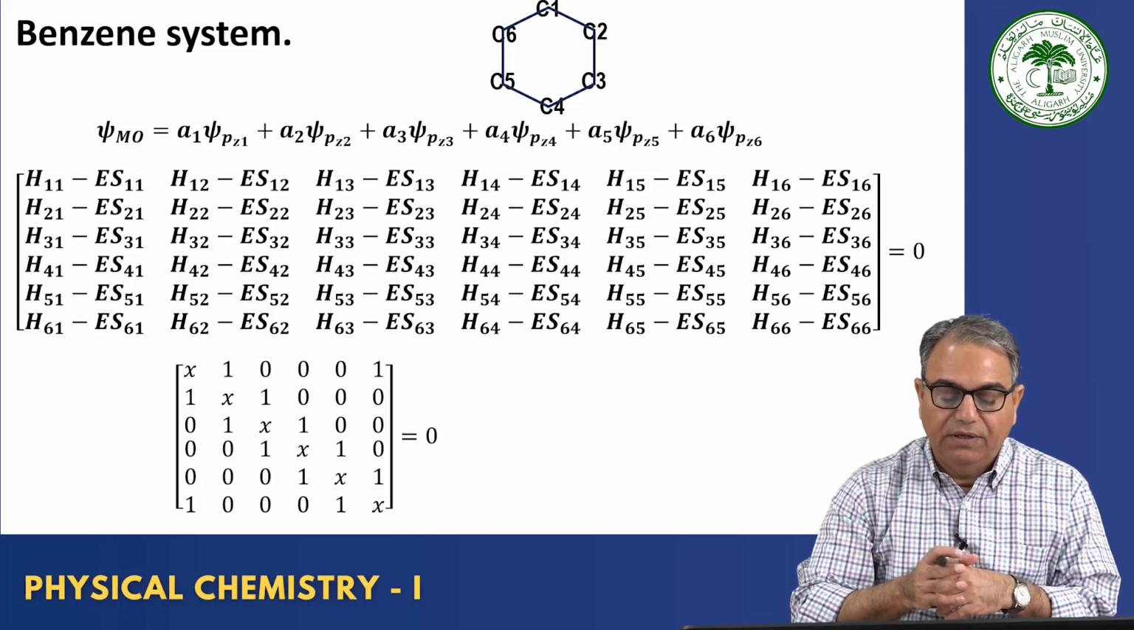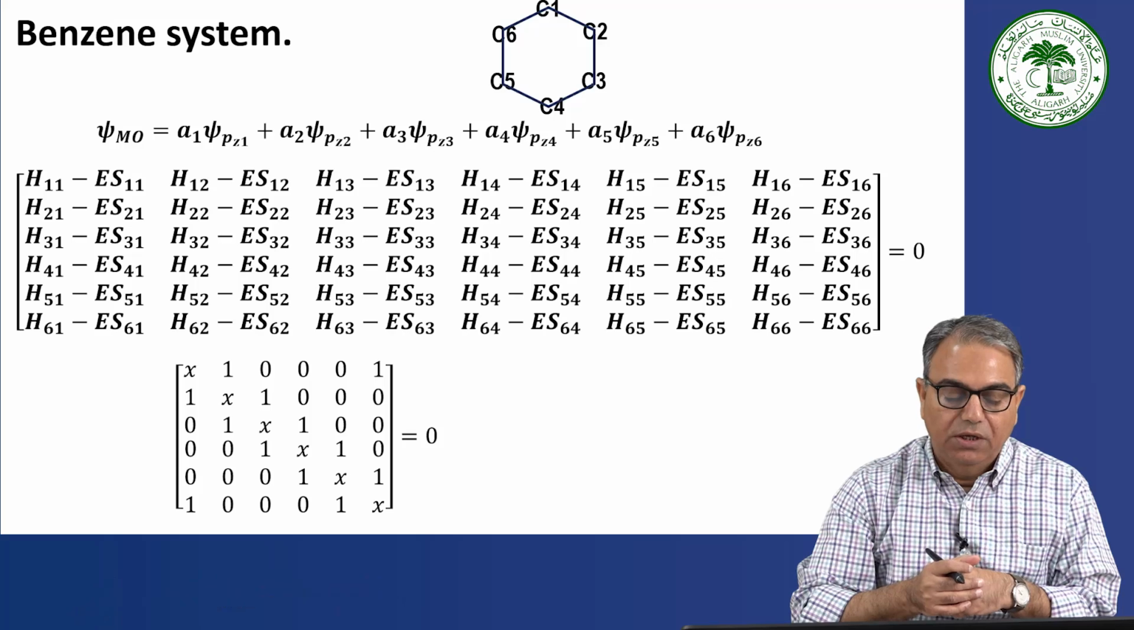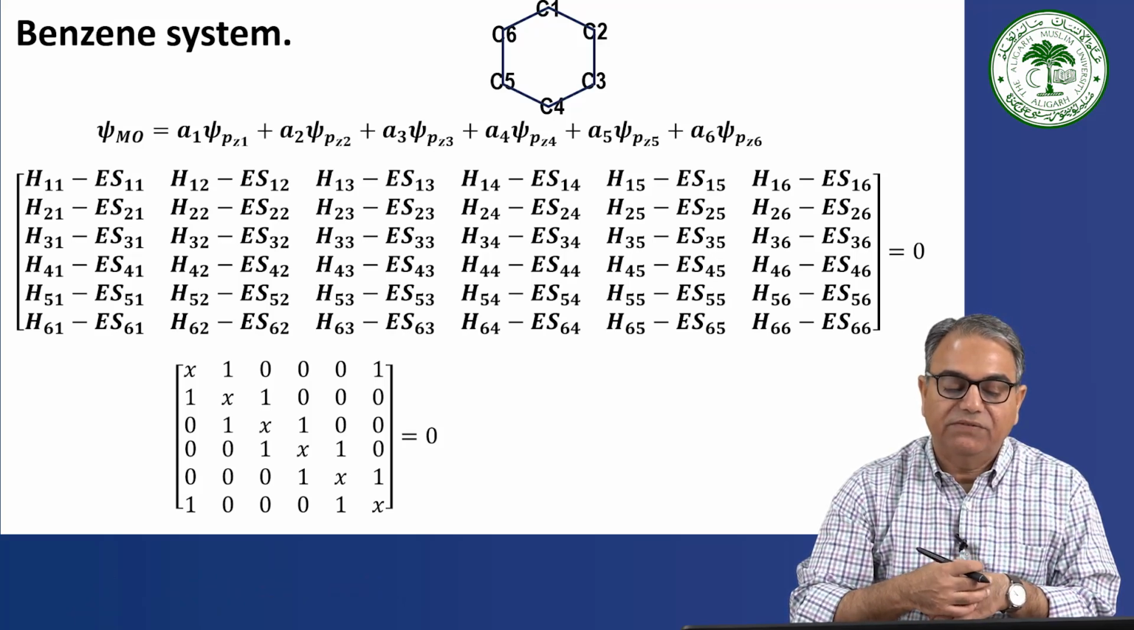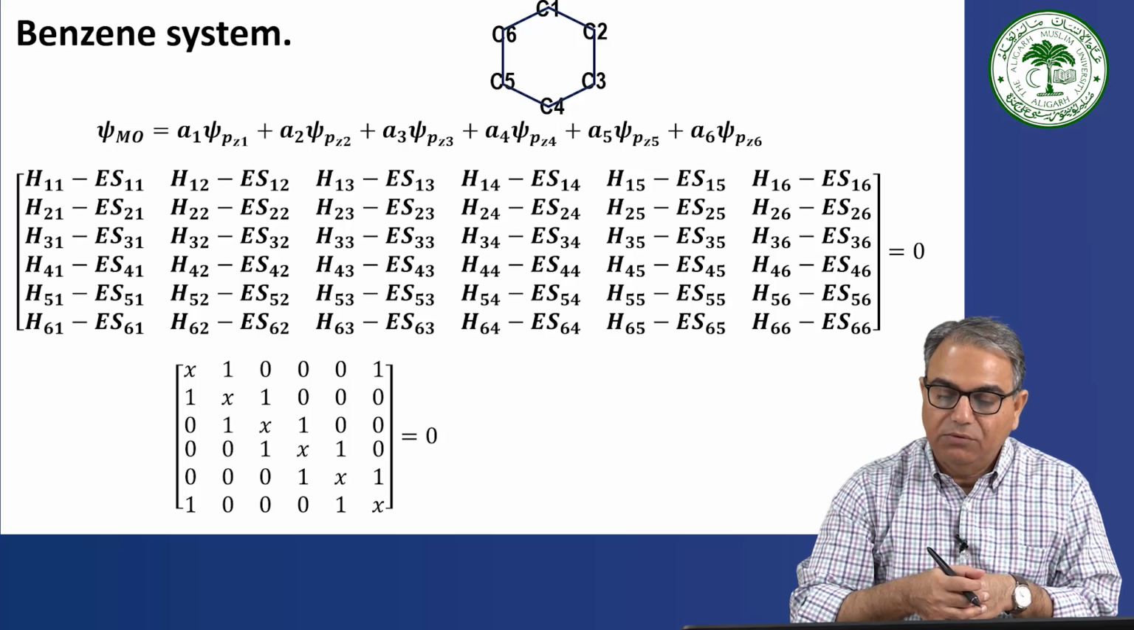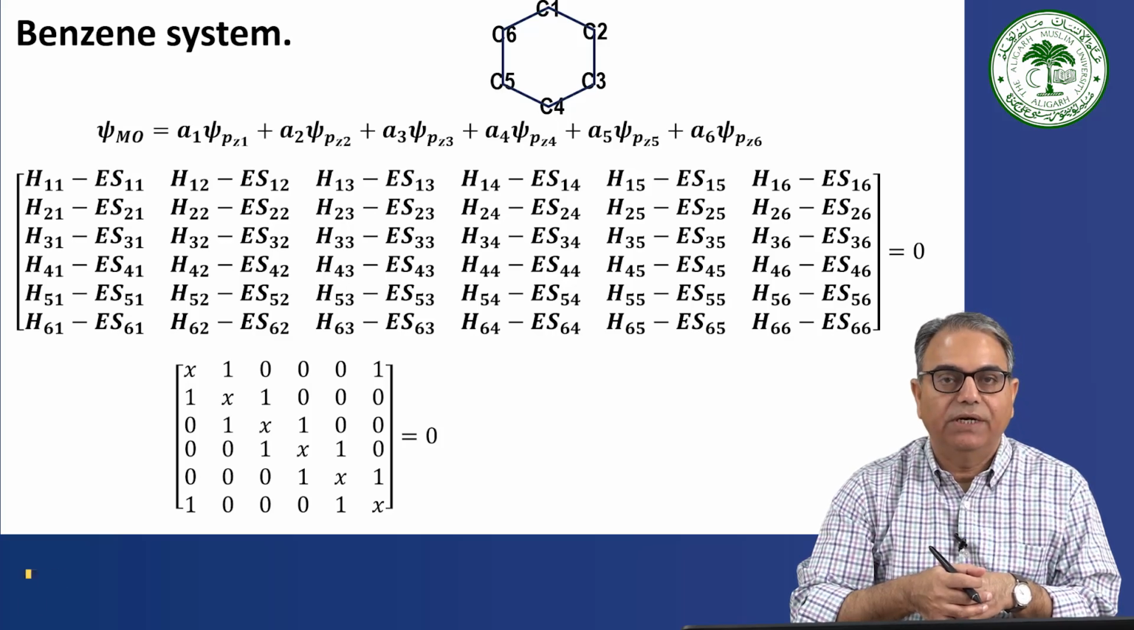So if you just look at the first row, and the rest of the rows you will do in the same way. What is the first element? It will be x, because H11 minus ES11 will be alpha minus E, so you can write x. H12 is bonded, so it is beta and it will become 1. 13 is not bonded, so 0. 14 is not bonded, so 0. 15 is not bonded, so 0. But 16 is bonded, so it's 1 again, beta.